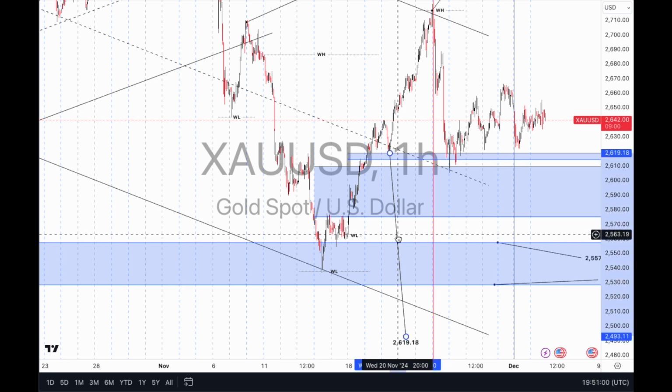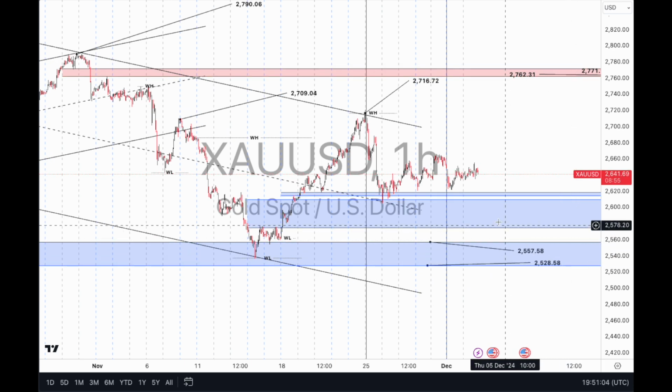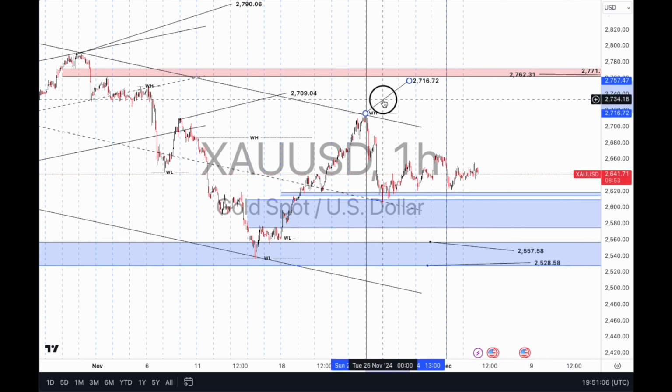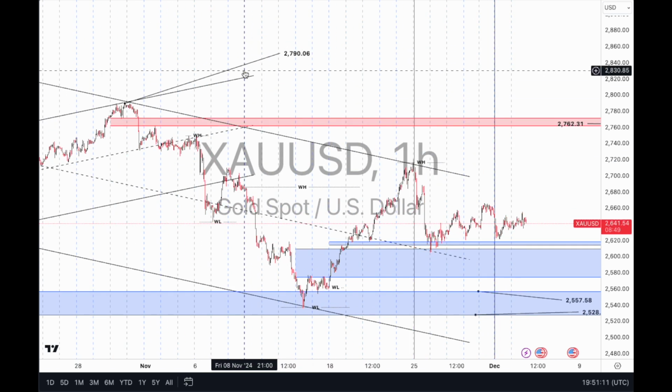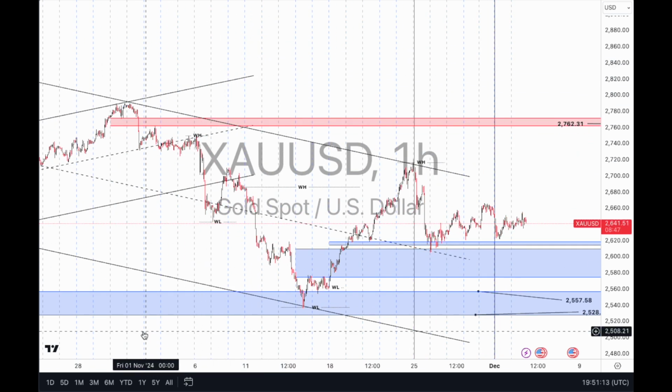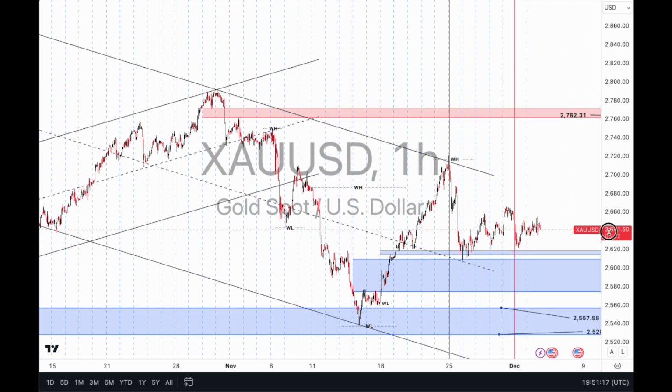Let's get rid of this label. Let's get rid of this label also. We don't need that. And let's get rid of this label also, and this one. Let's try and keep this as clean as possible. Let me see if there's anything else that I need to get rid of. Nope, everything looks relatively cool.